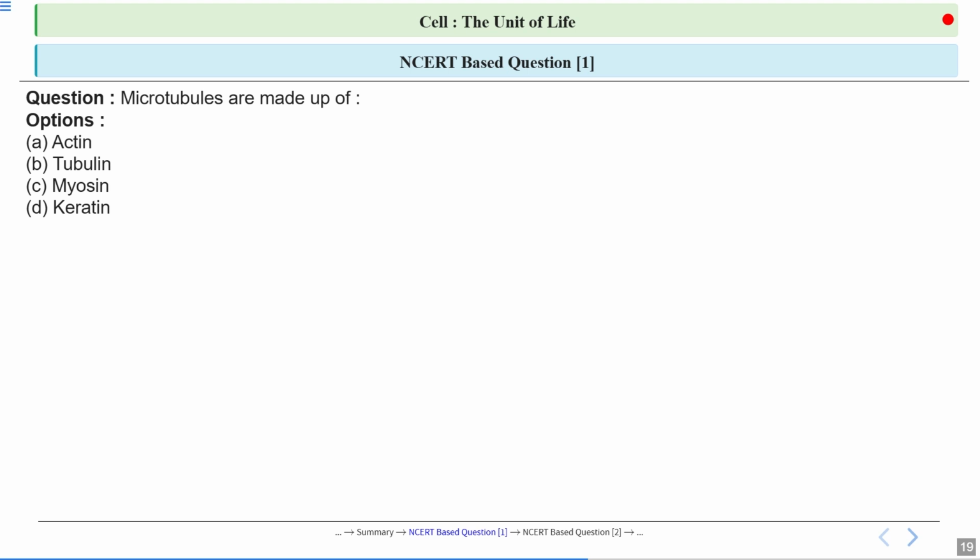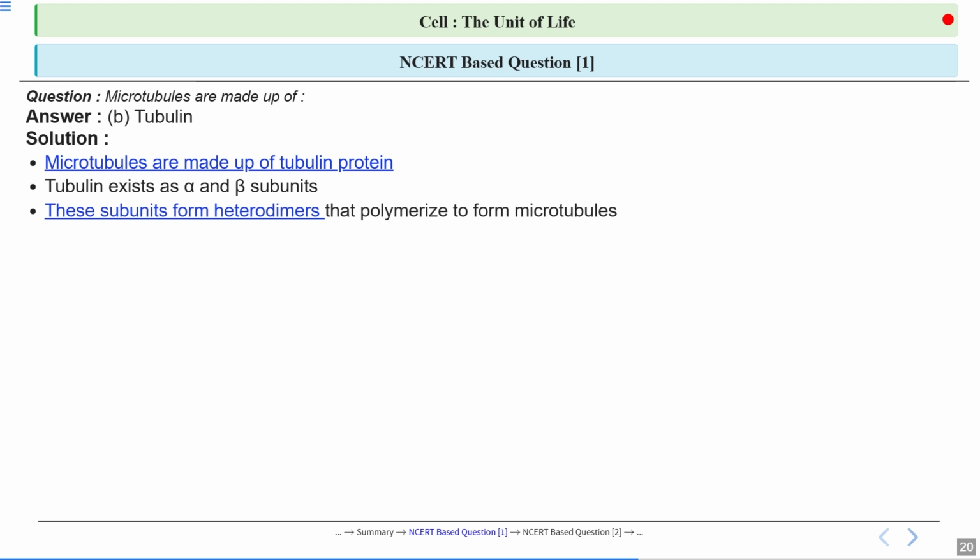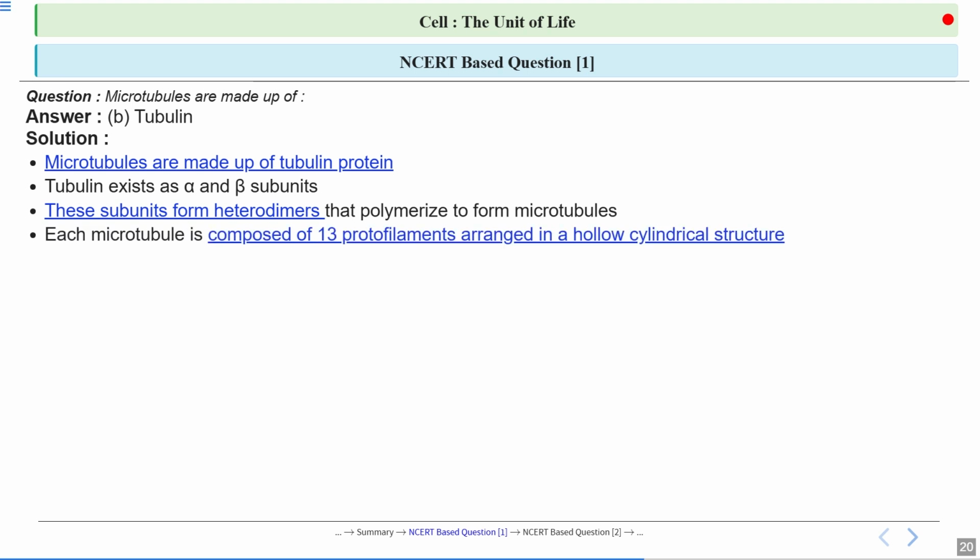Okay, let's have a look at the correct answer. So option number B, tubulin, is the right answer. Microtubules are made up of tubulin proteins. Basically, they are made up of alpha and beta tubulin dimers. These subunits form heterodimers that polymerize to form the microtubules. Each microtubule is composed of 13 protofilaments arranged in a hollow cylindrical structure. So it is a hollow cylindrical tube.